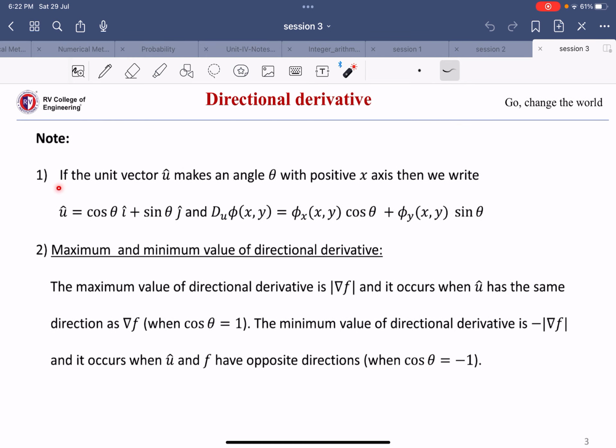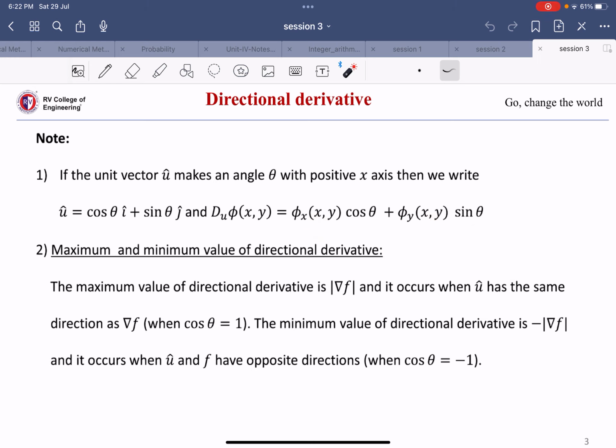Note: if the unit vector u cap makes an angle theta with the positive x-axis, then we write u cap as cos theta i cap plus sin theta j cap, and directional derivative of the function phi in the direction of unit vector u is given by phi x of x comma y into cos theta plus phi y of x comma y into sin theta. So phi x represents dou phi by dou x and phi y represents dou phi by dou y.